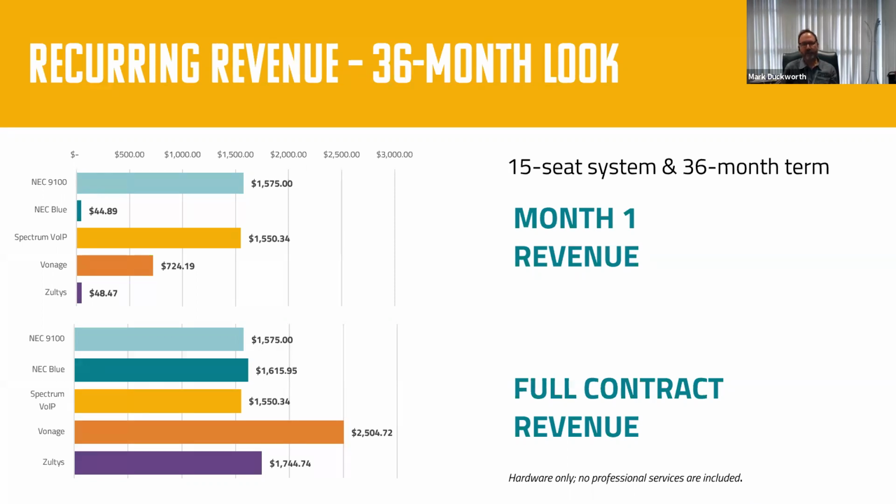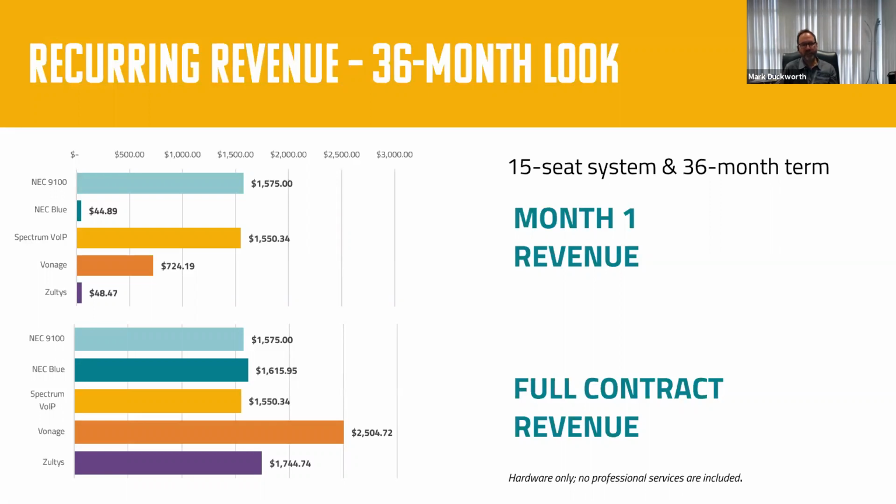So if we look at month one revenue, if you sold an on-premise solution, we'll use NEC as an example here, a 15-seat system, you're going to make roughly $1,600. If you sold NEC Blue, you're not going to get very much in month one. If you sold Spectrum VoIP, because of how they pay the deal up front, you're going to get $1,550 all up front with them. Again, if you're doing the installation, you're going to get additional money for that. With Vonage, you would get $724, so about half the amount, and with Zoltus, just a little bit to start. So that's really what month one looks like.